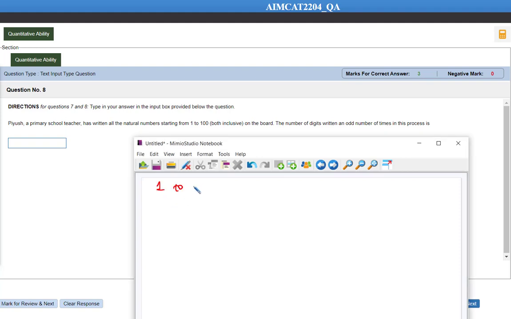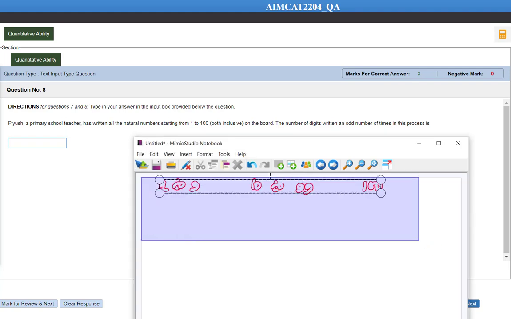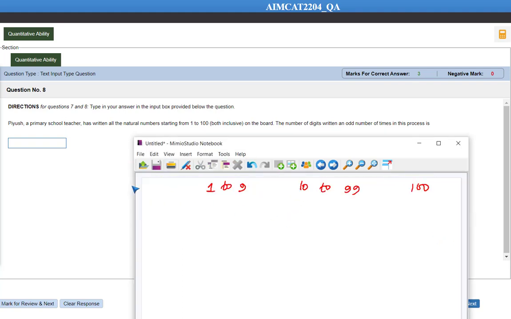So what I will do is split it into 1 to 9, then 10 to 99, and then 100. We need to find how many times each digit is written. How many times are we going to write 0 here? Over here we are not going to write 0. Over here, in 10, 20 till 90, so a total of 9 times we write 0, and over here 2 times. So in total, 11 times we write 0.